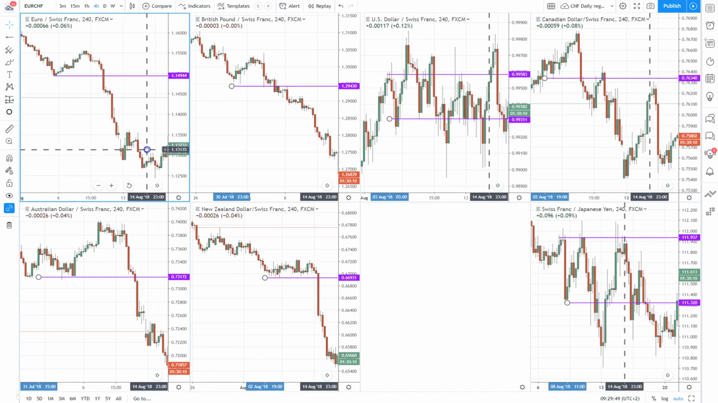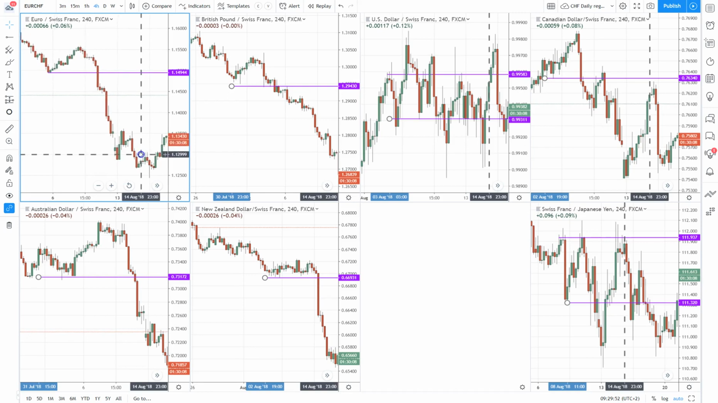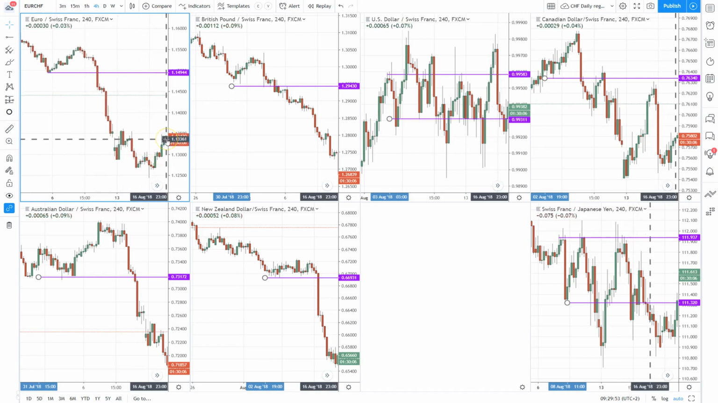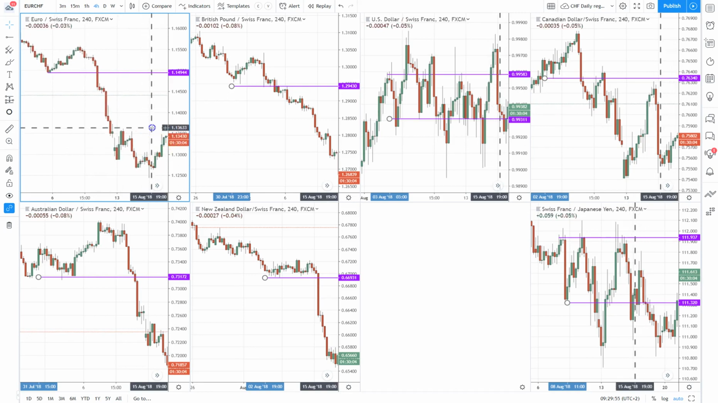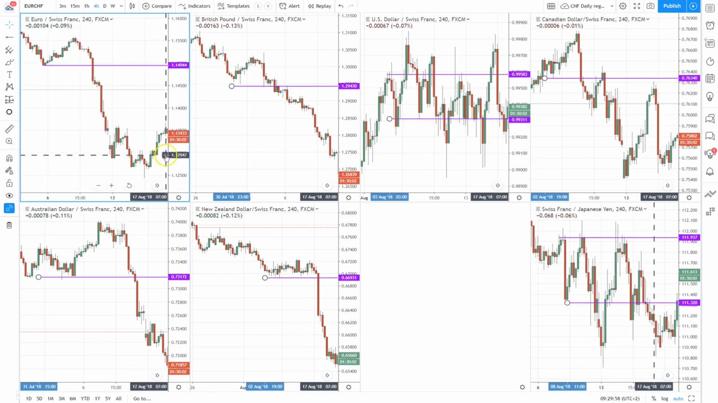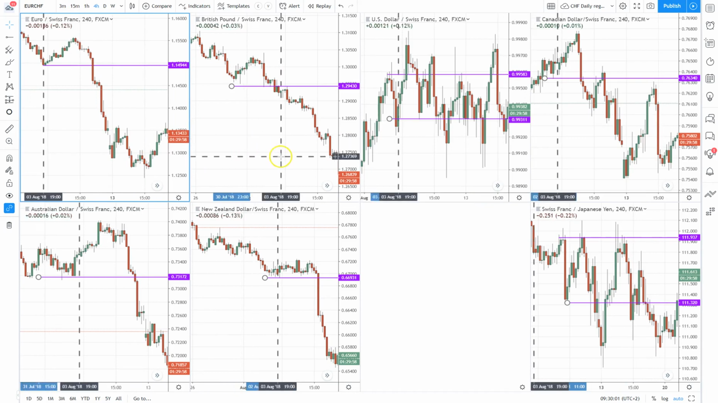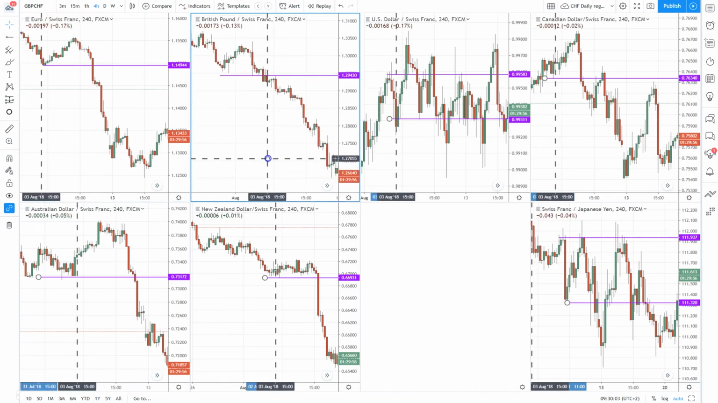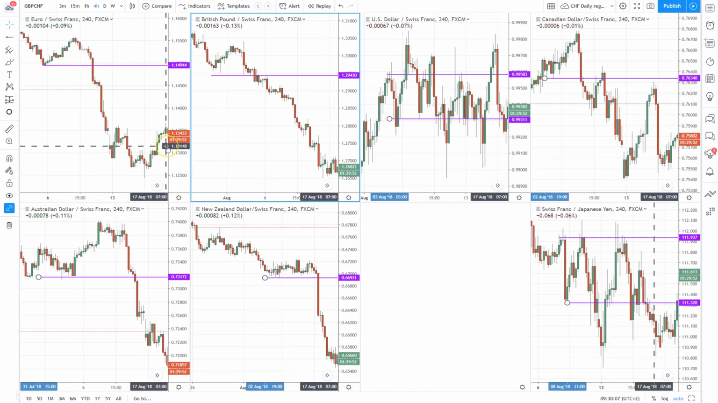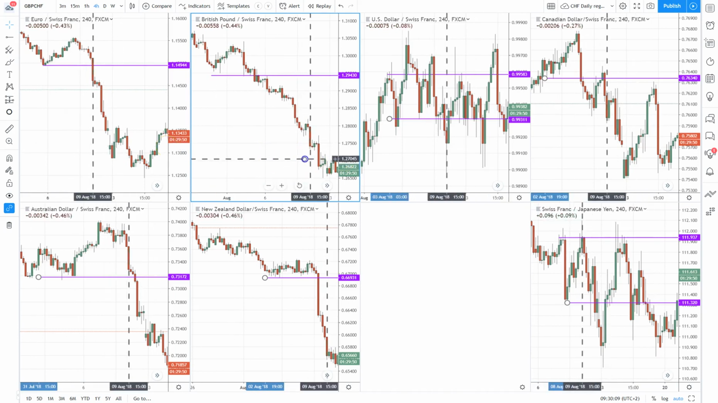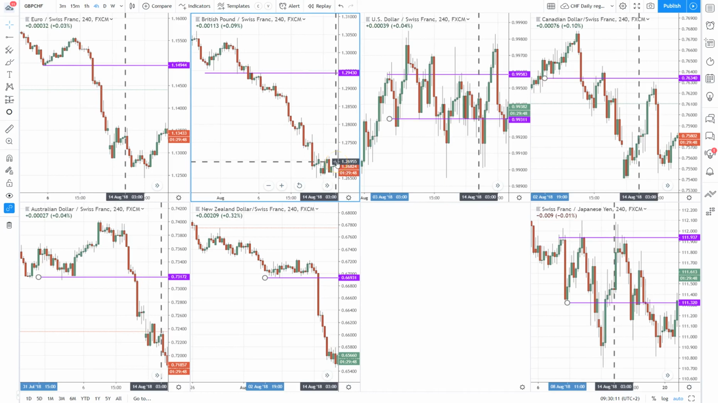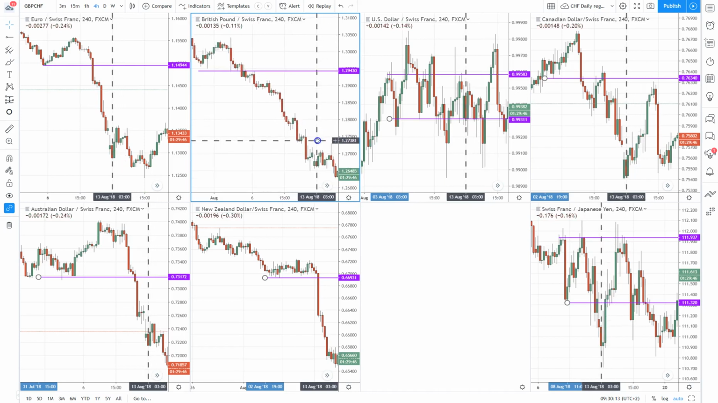Now waiting for a pullback to come in, and there we go. That's our pullback coming in. I think on Euro, Swiss franc, yeah, seems like it. Some small swings. So pound Swiss franc, no pullback, no pullback. What's the date now? Here we are on the 17th. Here we are on the 14th. Okay, no pullback.